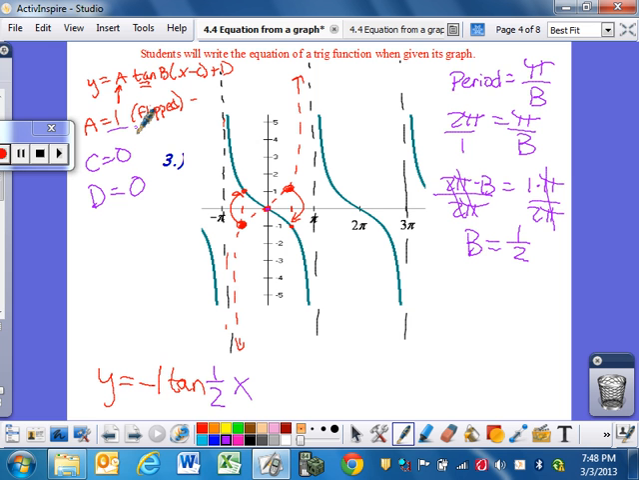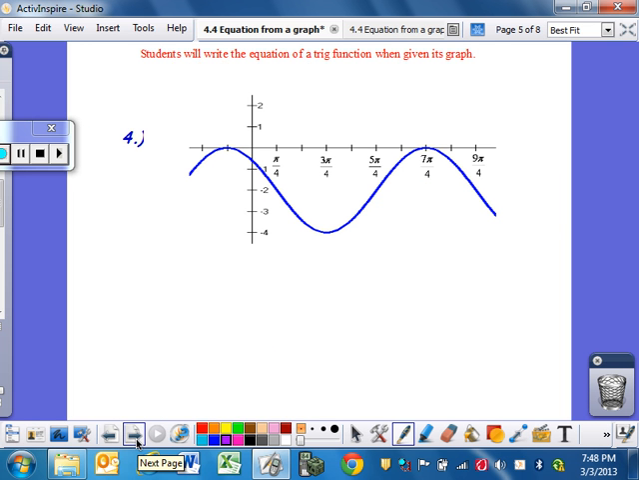So I know A is 1 and it has to be flipped. B ended up being 1/2. C and D both end up being 0. So there's my equation for tangent. Alright? So let's go through a couple more of these.